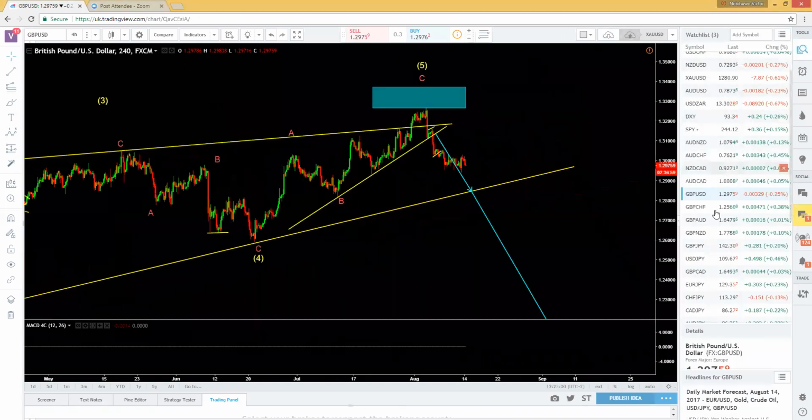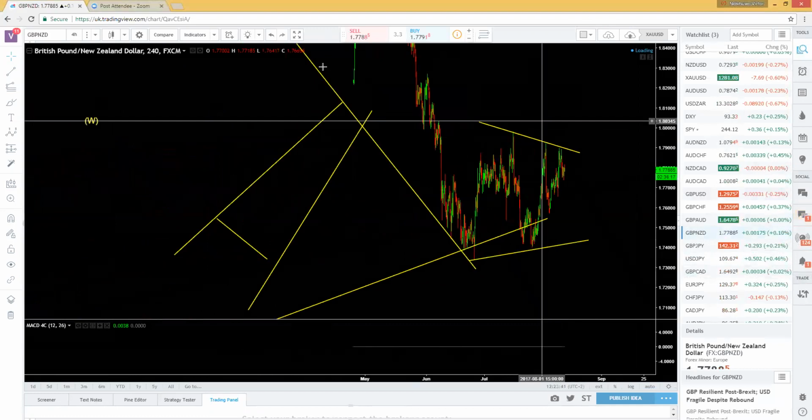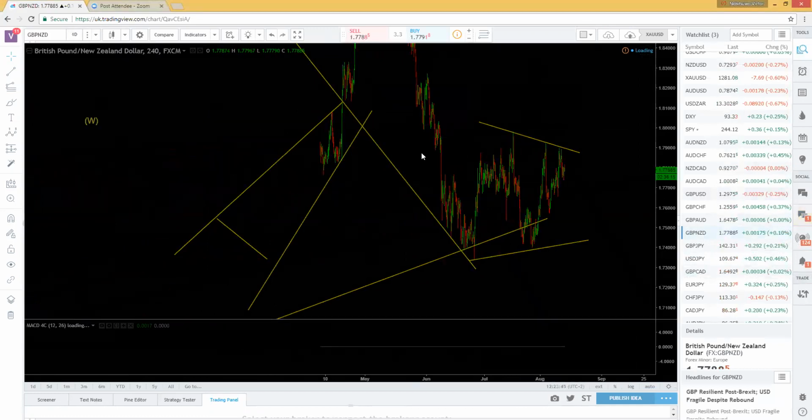Next one will be, let's look at pound New Zealand. I'm not going to look at every pound pair. Pound New Zealand. We're going to look at pound JPY as well. Just loading a bit slowly. There we go. Let's go daily.